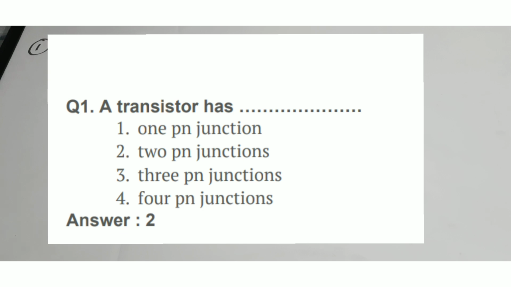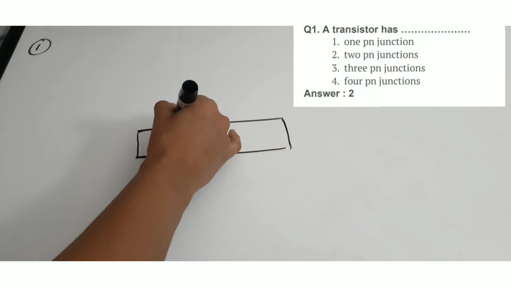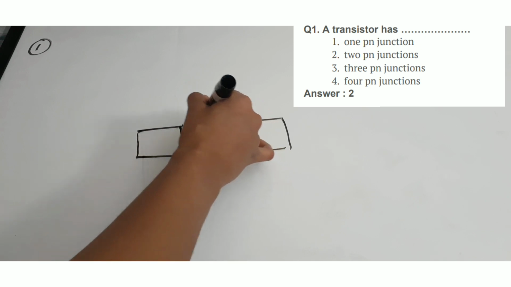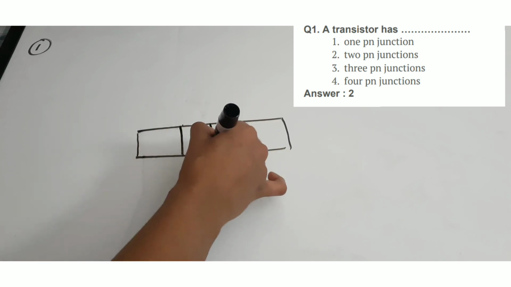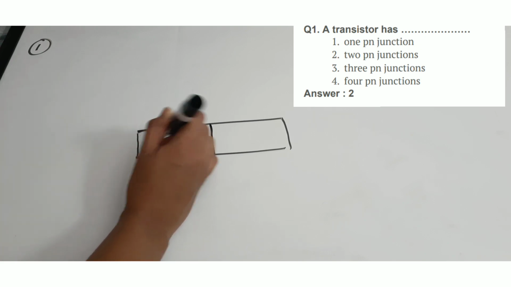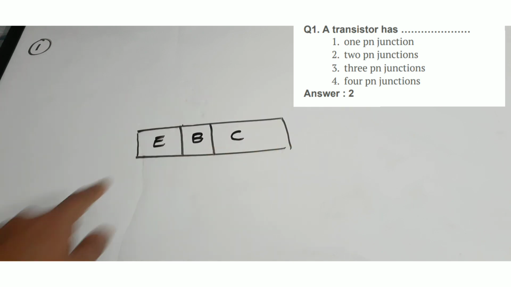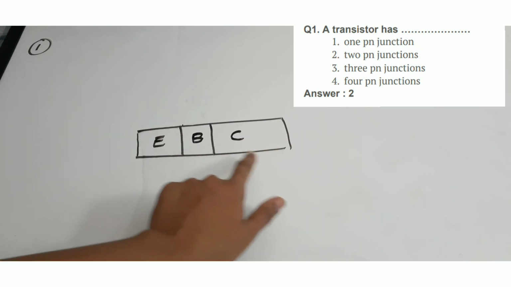So let us have a look at how the symbol of a transistor looks. If you draw a transistor symbol roughly like this, there are mainly 3 terminals. There is an emitter, there is a base, and then there is a collector. And we represent them like this: E, B and C. So these are the 3 terminals: emitter, base and collector.